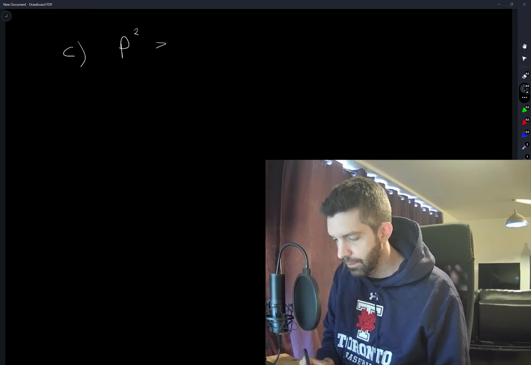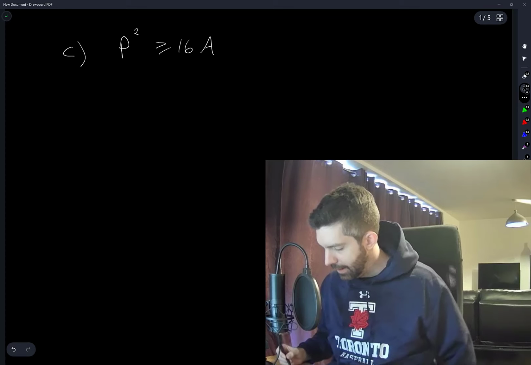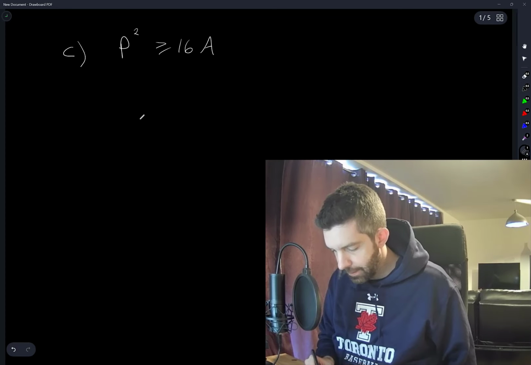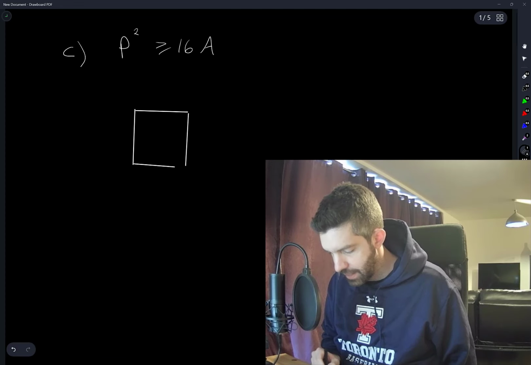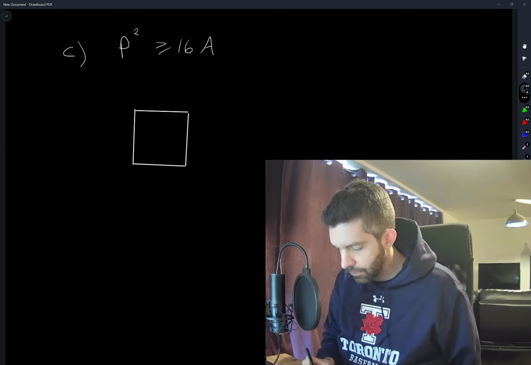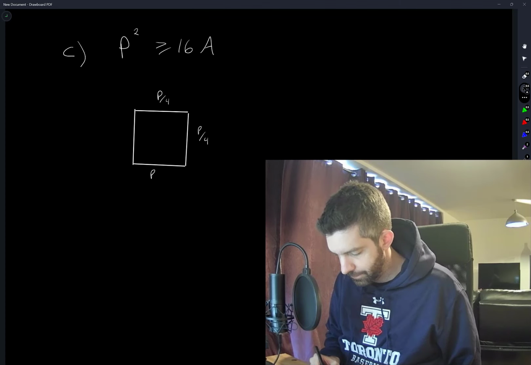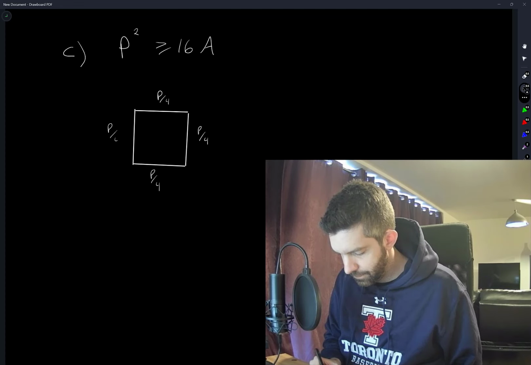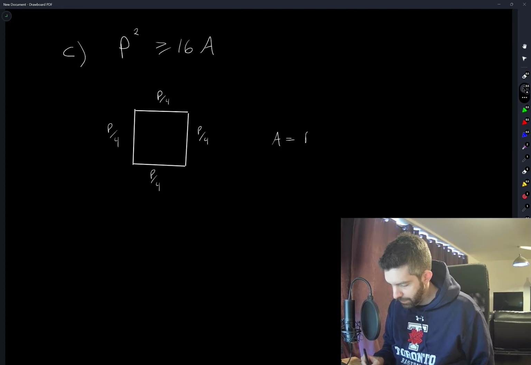P squared is greater than or equal to 16A. If we wanted to see this more directly, the shape that maximizes area, if you have a rectangle with a fixed perimeter and you want to maximize the area, it's going to be a square. So each of these side lengths is P over 4. So the area is going to be P squared over 16. And so this gives us 16A is equal to P squared.